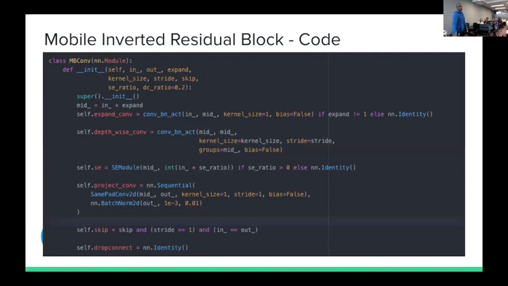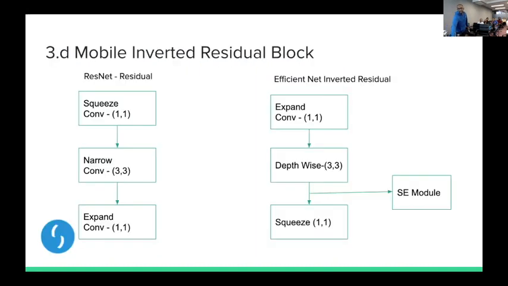The code is as usual, as I said. First I expand depth-wise, and in between I have a squeeze and excitation module, and again squeeze. Have you heard of the name MobileNet? It's a very famous network, also by Google, and it's a very light model. With MobileNet, you can do object detection on an Android mobile phone.